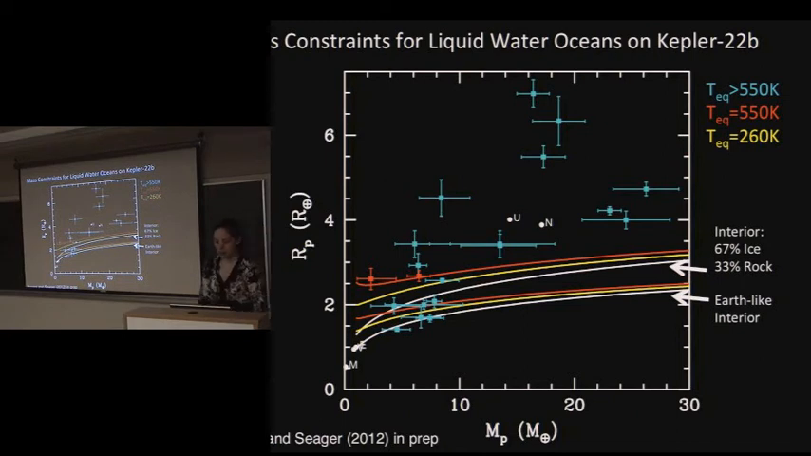You can see, if I just plot 2.4 Earth radii here, that I can essentially set a lower limit on the planet mass that could allow for scenarios where Kepler-22b could have a liquid water ocean. So if Kepler-22b's mass is less than 6.2 Earth masses, it would require too much hydrogen to account for the planet's radius to be able to harbor a liquid water ocean.